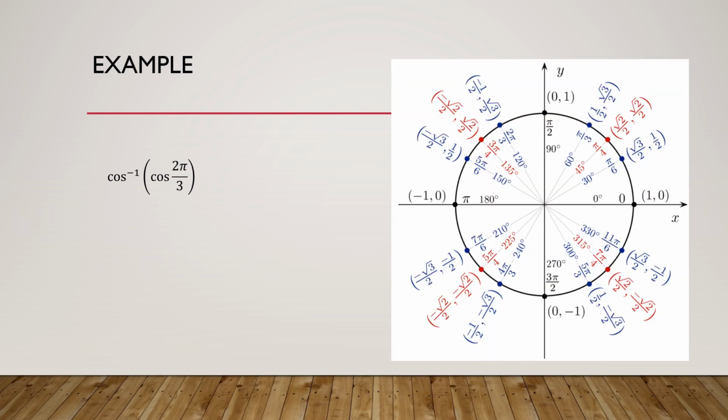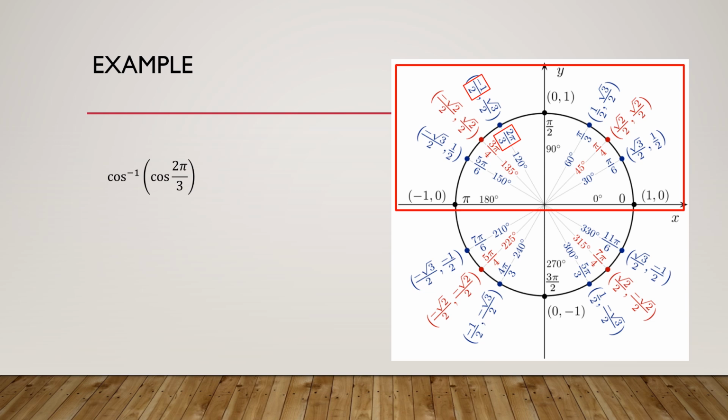In these examples, we will solve a compound expression. First, arc cosine of cosine 2π/3. First, we solve the expression inside the parentheses. Referencing the unit circle, cosine 2π/3 is -1/2. Arc cosine of -1/2 is then 2π/3. Since the solution occurs in the range of arc cosine, which is 0 to pi, then the solution acts as an inverse function.